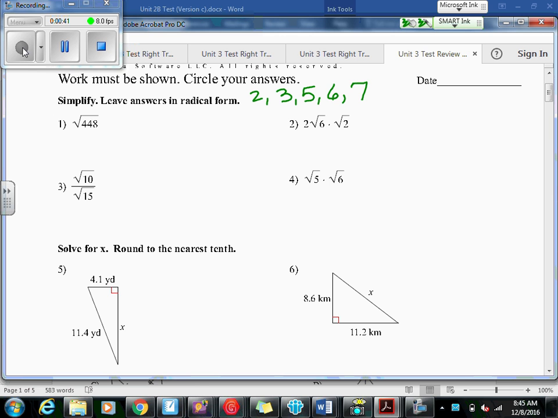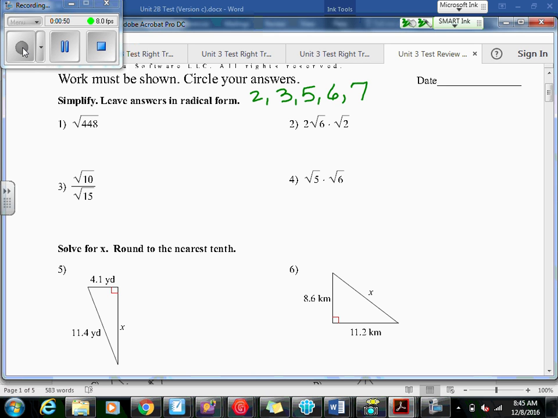So for number 1, we have the square root of 448. When I try dividing by some of the other numbers, 2, 3, 5, 6, and 7, I realize that 7 gives me a perfect square factor. So when I rewrite this, I'll rewrite it as the square root of 64 times the square root of 7. Now, since 64 is my perfect square, I can simplify that further, and the answer would be 8 times the square root of 7.